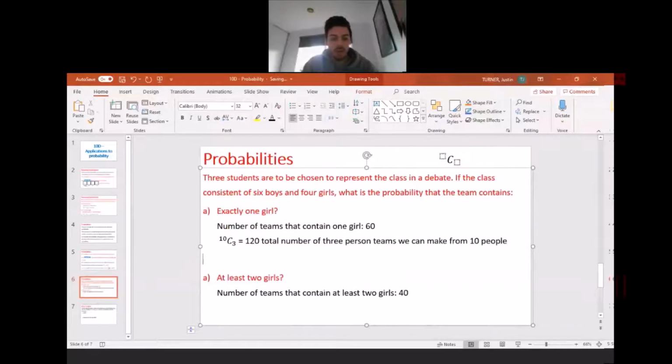So the probability will be the number of teams that we have with exactly one girl divided by the total number of teams possible. Now, 60 divided by 120, I know off the top of my head, is equal to a half, or we could write it as 0.5. Now, we do the same thing with the number of teams that contain at least 2 girls. Again, the total number of teams that we can make won't change. So if we had no restriction, there's exactly 120 teams we can make. So the probability that a team has at least 2 girls is 40 divided by 120. It ends up being 1/3 or 0.33.